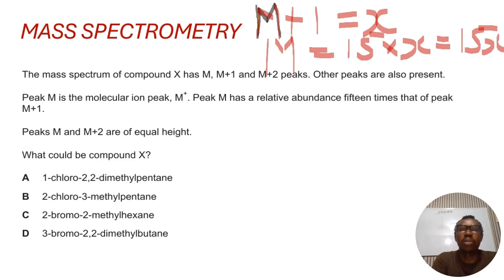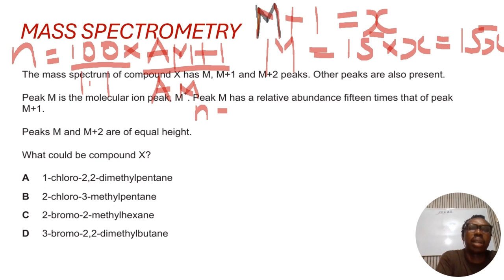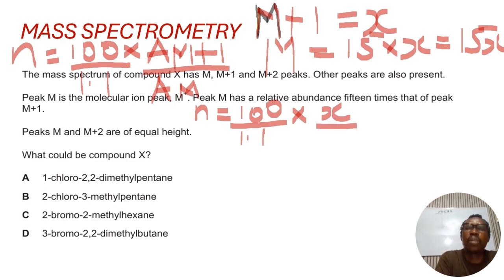Now we have to calculate the number of carbon atoms. We use the formula: number of carbon atoms is equal to 100 multiplied by the abundance of the molecular ion +1 peak, over 1.1 multiplied by the abundance of the molecular ion peak. So the number of carbon atoms equals 100 divided by 1.1, multiplied by the abundance of the molecular ion +1 peak, which is X, over the abundance of the molecular ion peak, which is 15X. So the X cancels out, X here and X here.